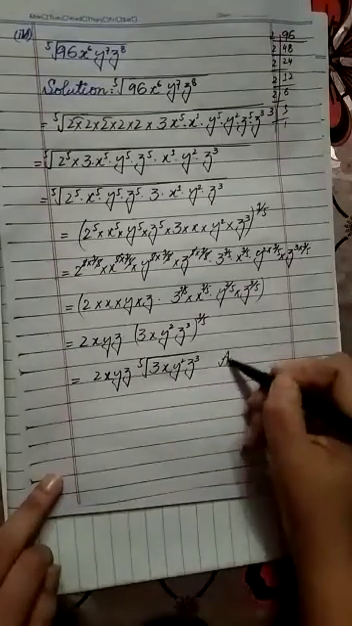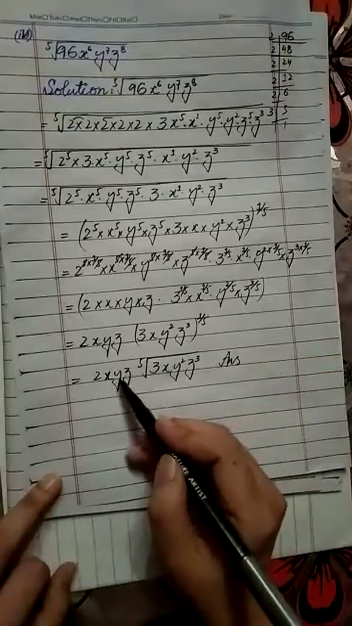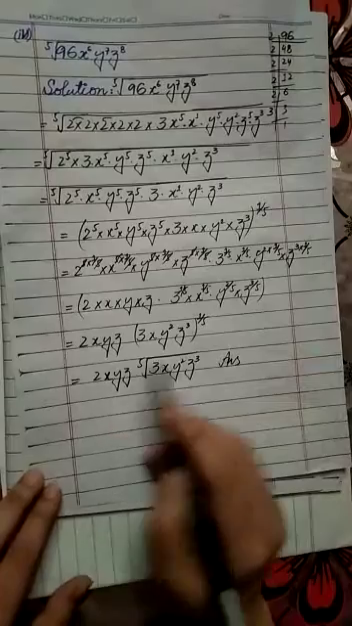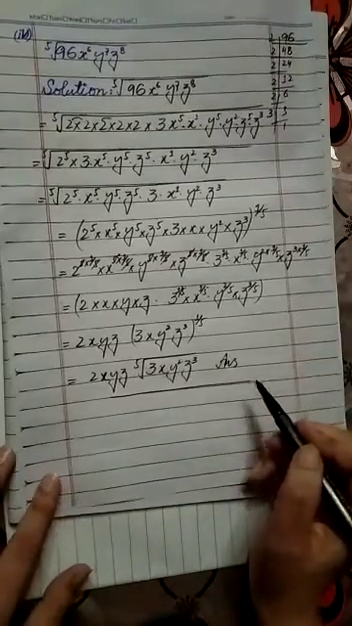It's our final answer because we can't do anything on this term as we have simplified these few values. It's our final answer of part 1, question number 1.